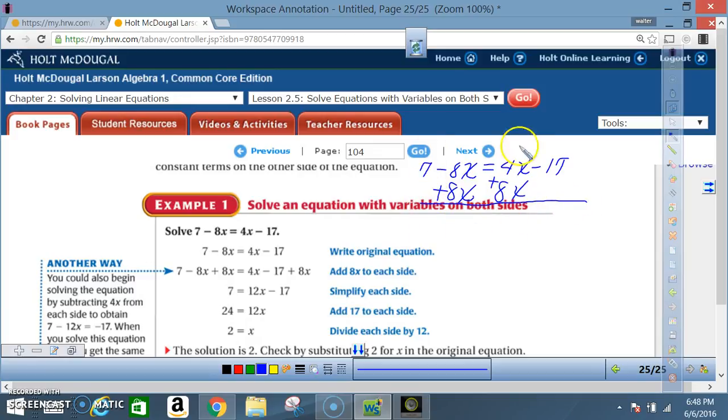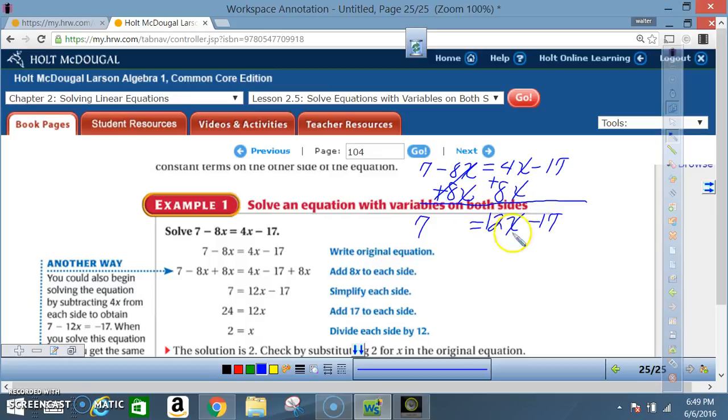Draw my line. And then I add going down. 7 plus 0 is 7. There's nothing there. A negative 8 when combined with a positive 8, that goes to 0. On the other side, I got 4x plus 8x. Bring my equal sign down. That's going to give me 12x. And of course, I bring down that negative 17.